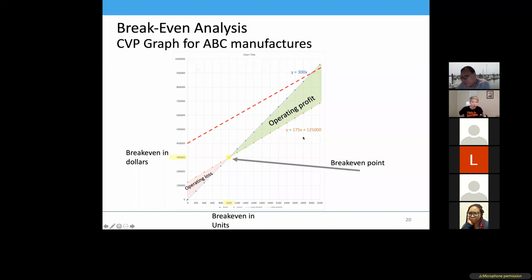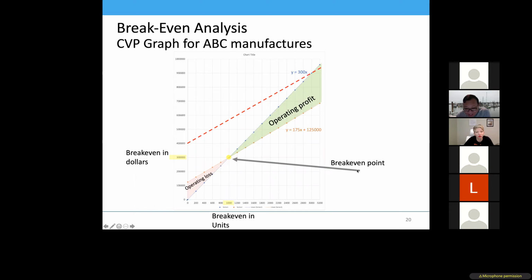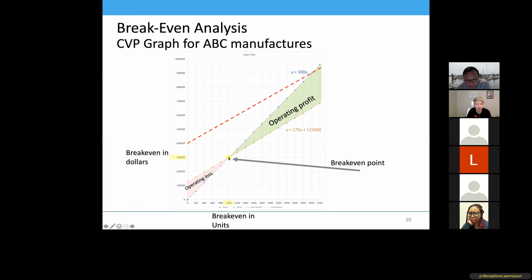So what is the break-even point? The break-even point is when my total sales revenue equals the total cost. At what point are they equal? How do you know? You can see this strong arrow pointing to this point. This is my break-even point, where these two lines cross each other.